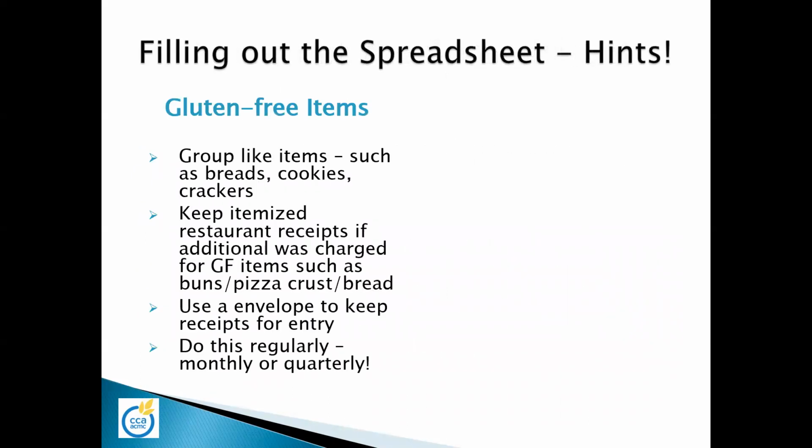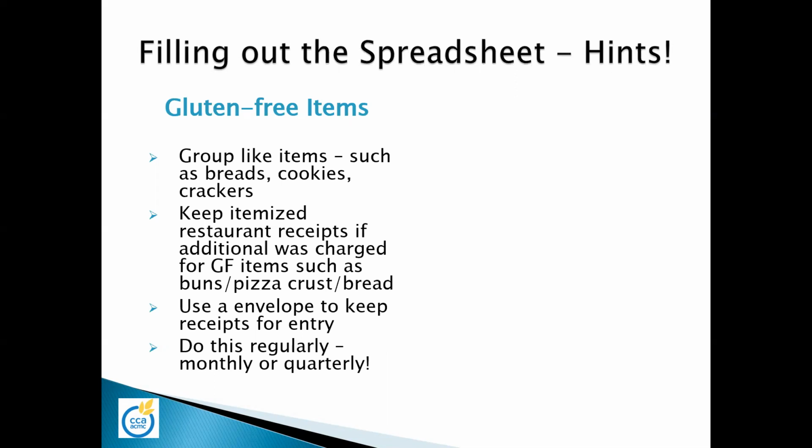So some hints about filling out the spreadsheet. For the gluten-free items, as I said, group like items such as bread, cookies, and crackers. Keep your itemized restaurant receipts if you were charged for the additional items. Use an envelope to keep receipts for entry. I have 2 envelopes, one for receipts to be entered and the other for receipts that I have entered. I do this very regularly. I actually do it monthly, but you can do it quarterly. It takes me between 10 and 15 minutes when I do it monthly.